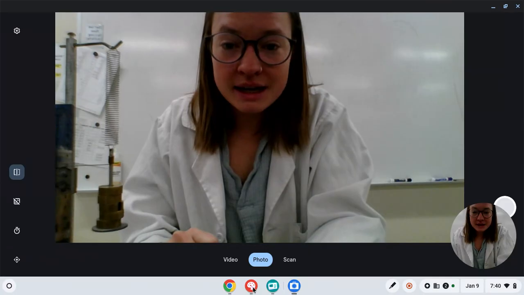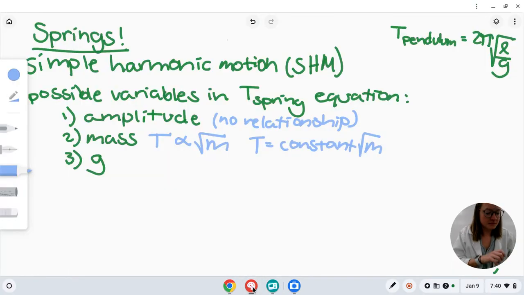So we see, if we come back over here, that there is no relationship between the acceleration due to gravity and the period of a spring.